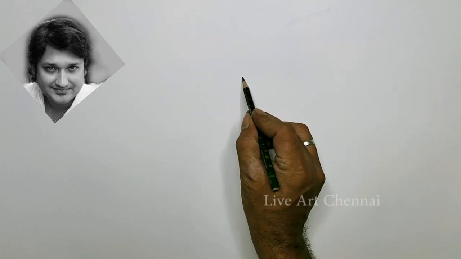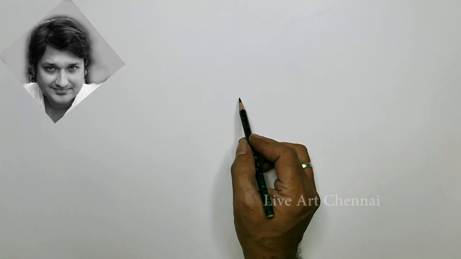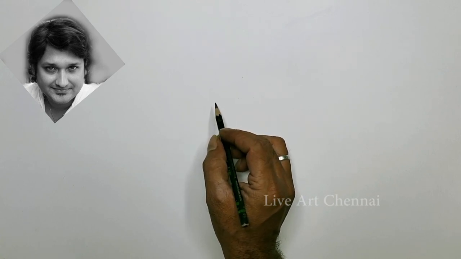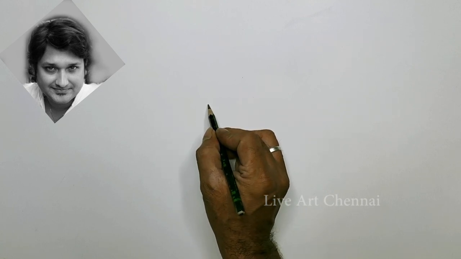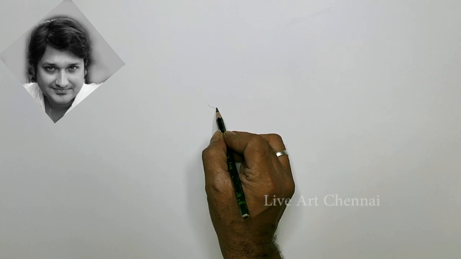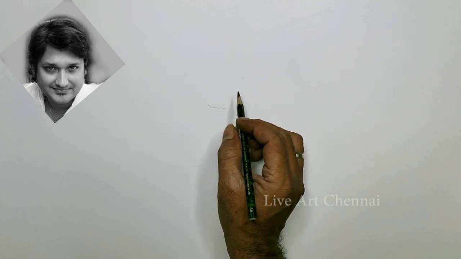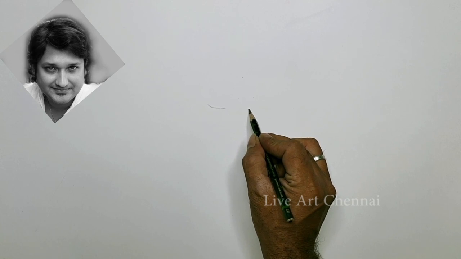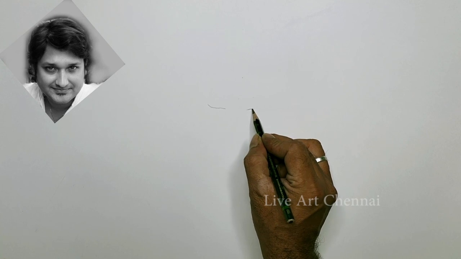So this is a Camlin pencil. I'm using this for the rough outline, which I usually do for all portraits. As usual, I start from the eye. So I'm drawing the eye bottom line. I'm just marking for the second eye, leaving the same distance.